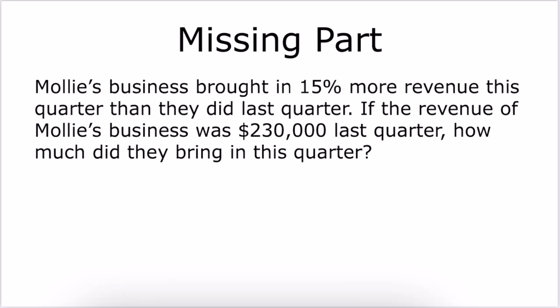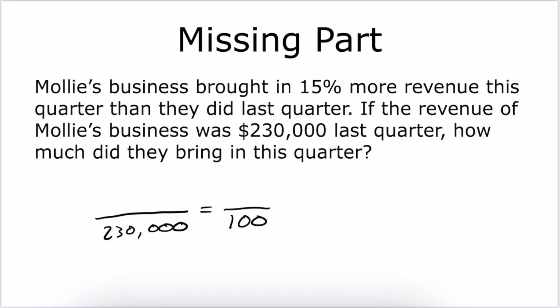So we're comparing this quarter's revenue to last quarter's revenue. And so that means that the amount that we made last quarter, which was the 230,000, that's going to be the whole that we're comparing to the amount that we made this quarter. So that's going to be equivalent to 100%. And we know that Molly's business brought in 15% more revenue this quarter compared to last quarter.